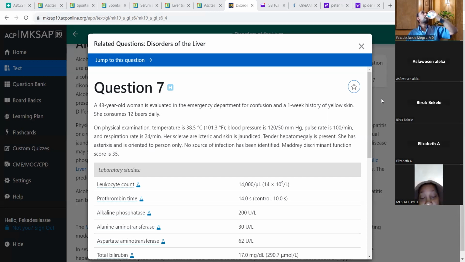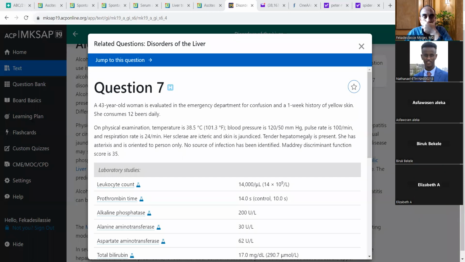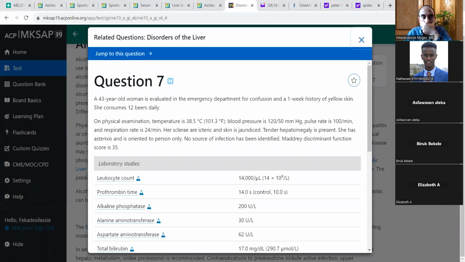A 43-year-old woman is evaluated in the emergency department for confusion and a 1-week history of yellow skin. She consumes 12 beers daily. On physical examination, temperature is 38.5, blood pressure is 120/50, pulse rate is 100 per minute, and respiration rate is 24 per minute. Her sclera are icteric and the skin is jaundiced. Tender hepatomegaly is present. She has asterixis and is oriented to person only. No source of infection has been identified. Maddrey discriminant function score is 35.